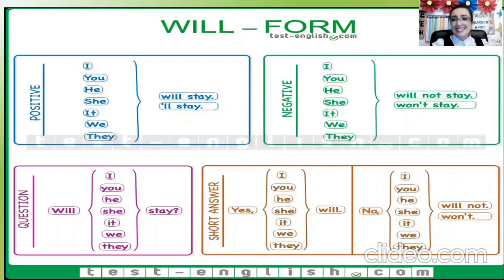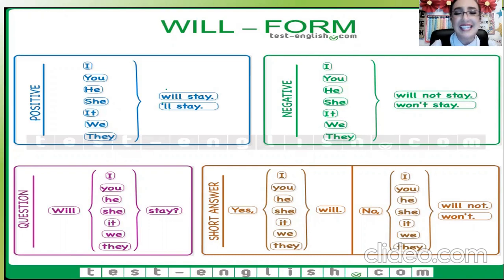Oh my goodness, this is super easy. This is a structure and I really like to show it to you because maybe if you have some situations, you can use these pictures as a guide. Remember, we are going to be having contractions every single day in English. For example, I will stay in my house or I'll stay in my house. Will stay or I'll stay are going to be exactly the same.